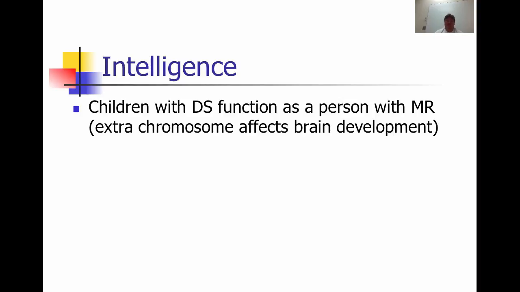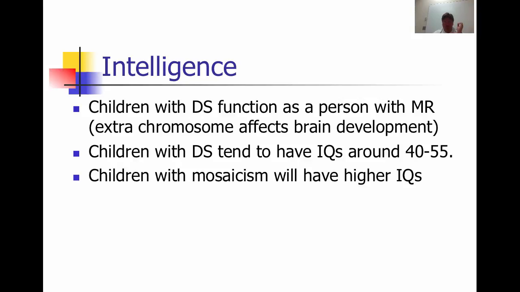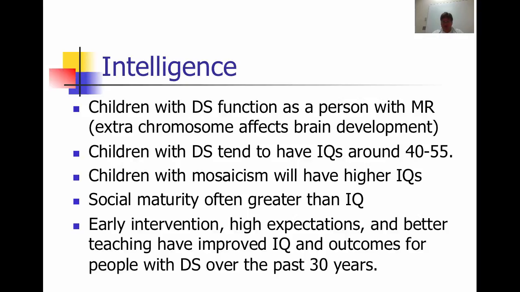In terms of Down syndrome and development for intelligence, children with Down syndrome function as a person with mental retardation. That extra chromosome affects their brain development. They have an IQ of around 40 to 55, which is way below the threshold for mental retardation. Children, however, with the mosaicism do have a higher IQ. Their social maturity is often greater than their IQ, so even though cognitively they might not be able to understand things, socially they are able to act appropriately in different situations.